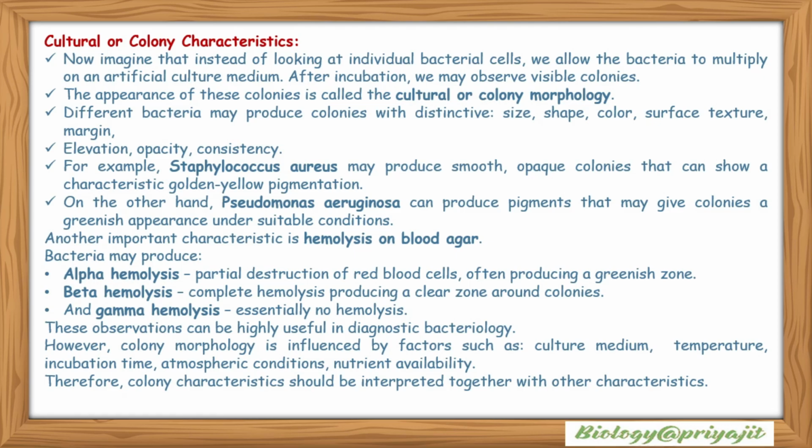Another important characteristic is hemolysis on blood agar. Bacteria may produce alpha hemolysis or beta hemolysis. Alpha hemolysis is the partial destruction of red blood cells, often producing a greenish zone. Beta hemolysis is complete hemolysis, producing a clear zone around colonies. And gamma hemolysis is essentially no hemolysis. These observations can be highly useful in diagnostic bacteriology. However, colony morphology is influenced by factors such as culture medium, temperature, incubation time, atmospheric conditions and nutrient availability. Therefore, colony characteristics should be interpreted together with other characteristics.